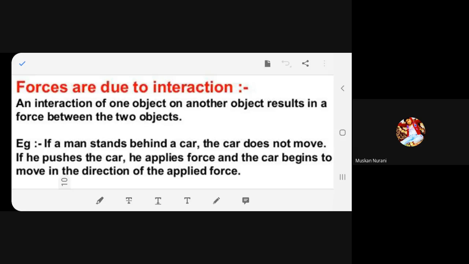Let's see an example. If a man stands behind a car, the car does not move. If he pushes the car, he applies force and the car begins to move in the direction of the applied force. Okay. Now, if a man is simply standing behind a car, do you think the car will move? He's not touching the car. He's just standing behind the car. Do you think the car will move?